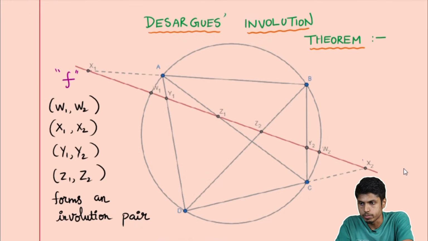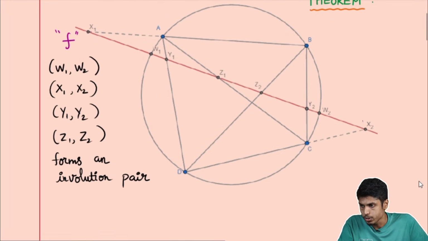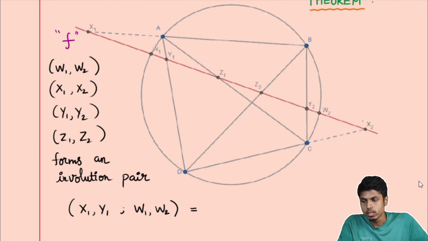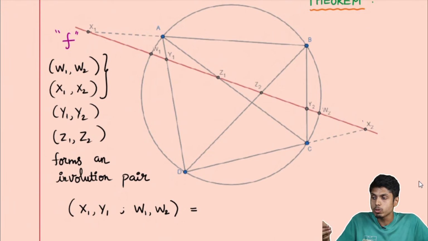Alright, let's prove this theorem. Suppose we consider the cross ratio (x1, y1; w1, w2). I'm going to prove that it equals (x2, y2; w2, w1). Then, by assuming the function f to be defined by the pairs w's and x's, I know that y1 is taken to y2. Similarly, I can work with z1 instead of y1 to have that z1 goes to z2. So I'm using the inherent property of involution here.